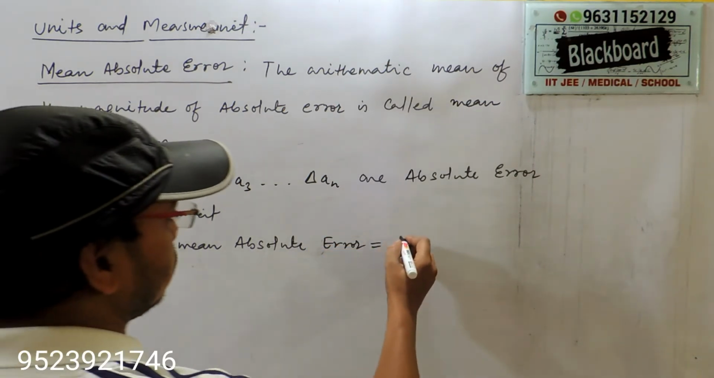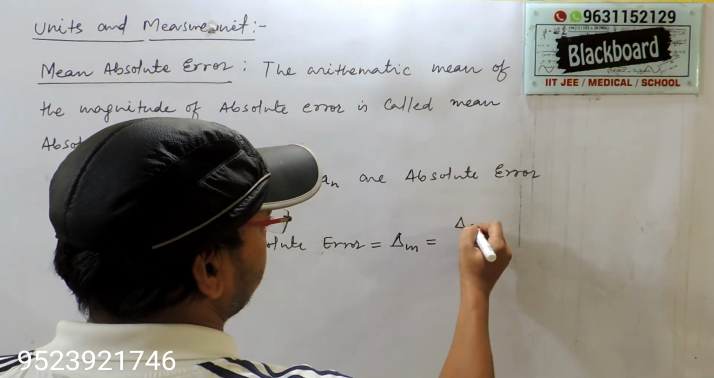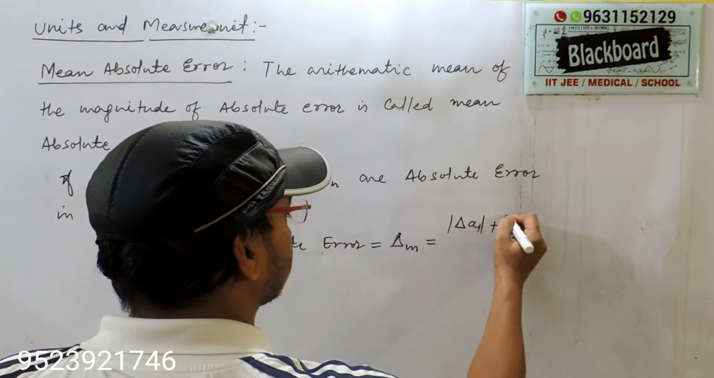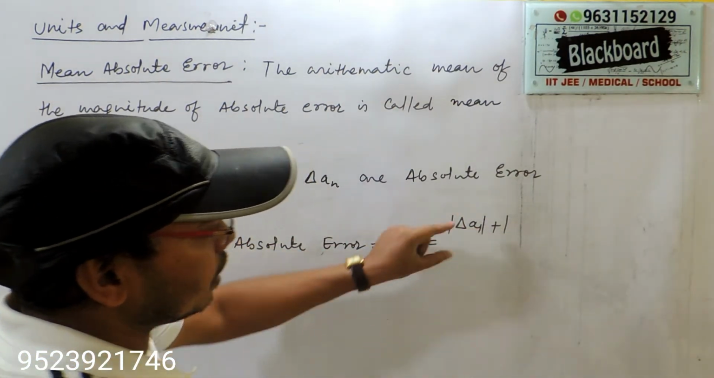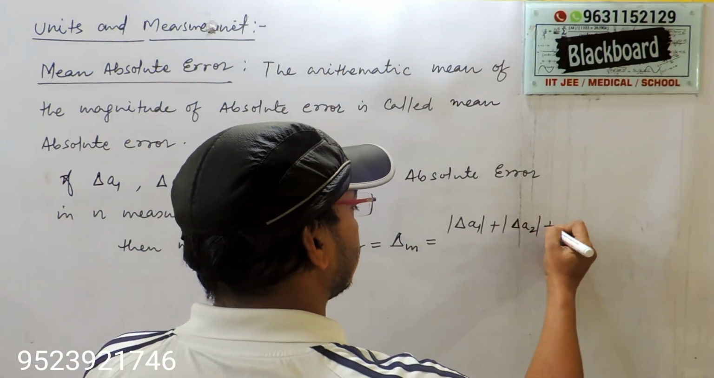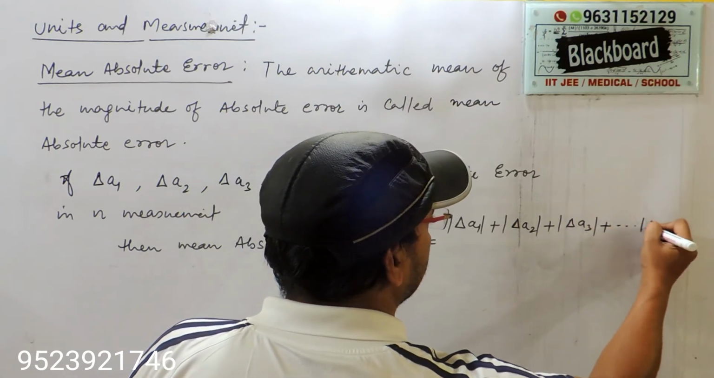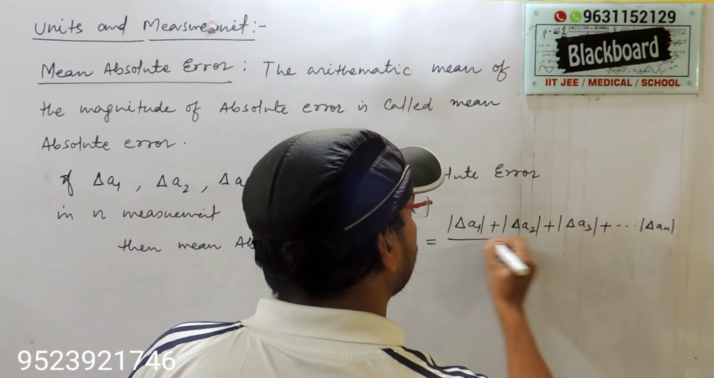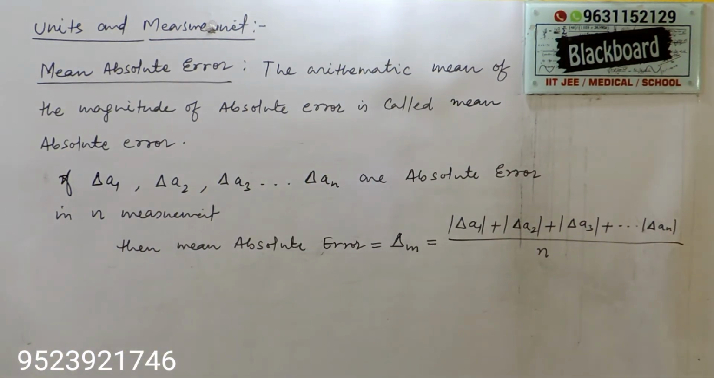is equal to del A mean is equal to mod del A1 plus mod del A2 plus mod del A3 plus ... plus mod del AN, divided by n. Magnitude, this is positive sign. If mod is given, that means if a value is negative, then we will make it positive. This is the mean absolute error.